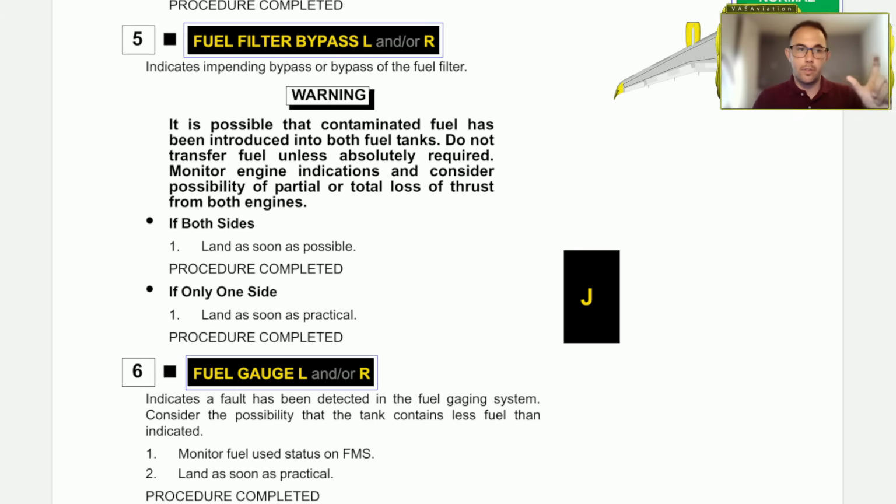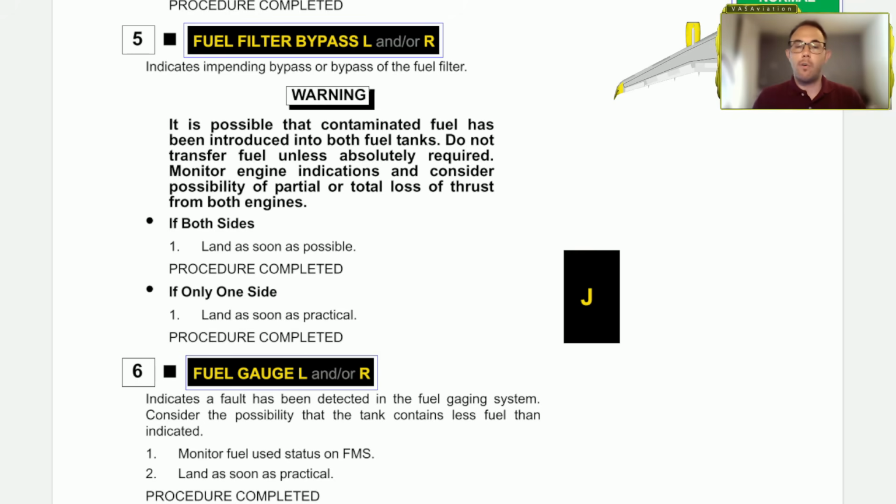So we have two dots underneath the message there, and it says if both sides, land as soon as possible. So if we receive the message for both sides, fuel filter bypass left and fuel filter bypass right, we have a real problem, and that is a real indication that the fuel is contaminated, and at some point eventually that fuel will get to the engines and the engines will shut down. Possible, when it says possible, that means right now. Find a good place to land anywhere. It can be even a field or a short runway, but go there and put it down safely anywhere you can.